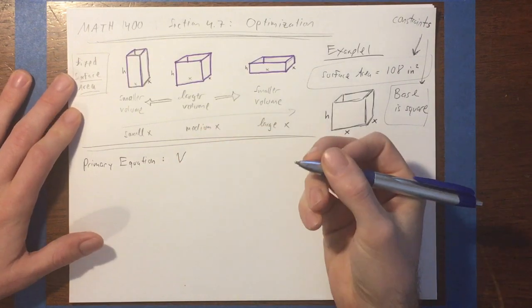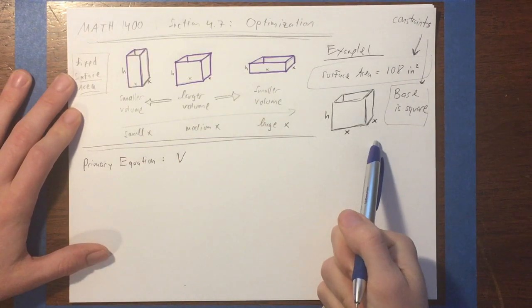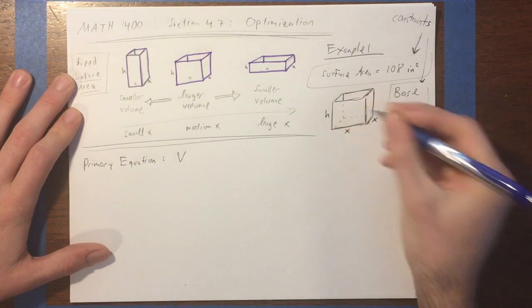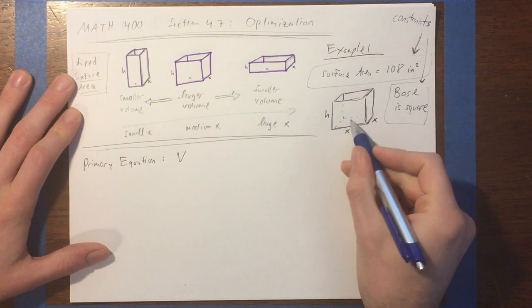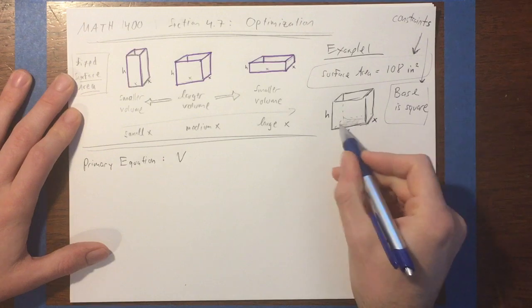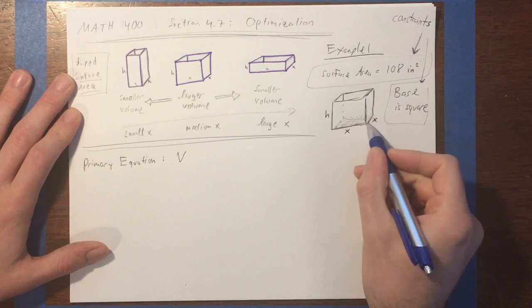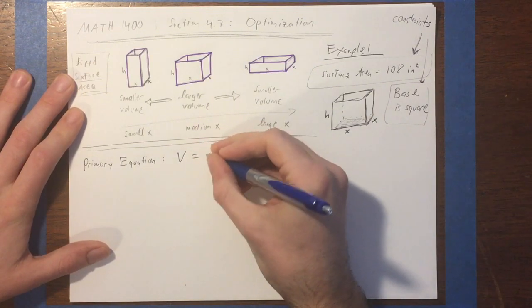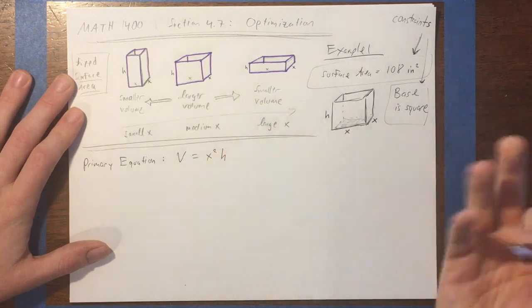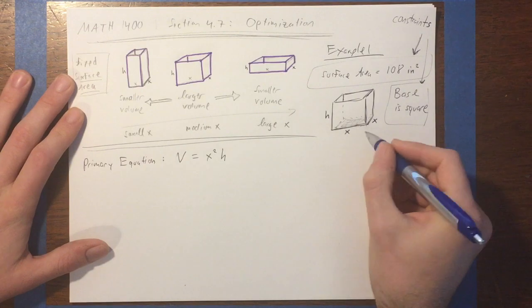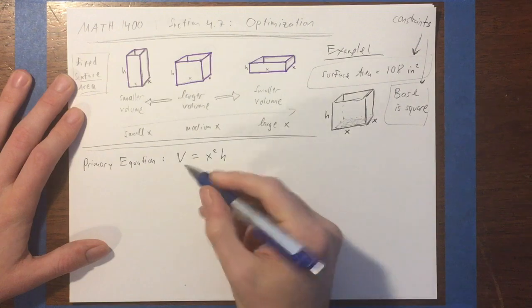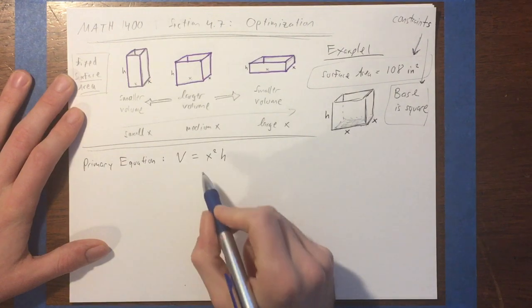So the volume equation for this box, whenever you have a box like this, is given by the area of the base down here, multiplied by the height. So this is going to be x squared times h. Another way to think about it is just multiply width times length times height. Three dimensions multiplied together gives you volume. So that's our primary equation. That's the one we want to optimize.